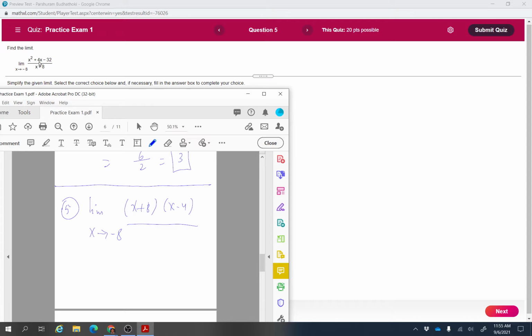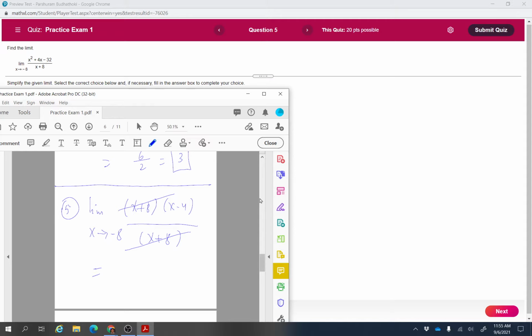By adding a -4, that will give +4. That's how I found the factors. This is just college algebra. And there is x plus 8 in the denominator. I can just cancel x plus 8 from the top and bottom.